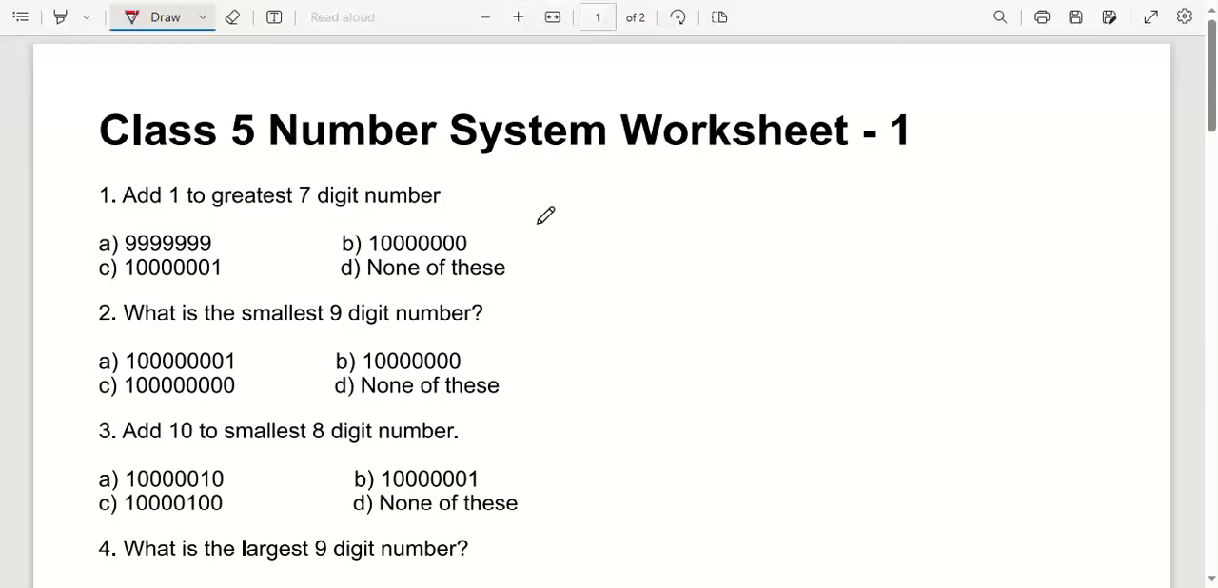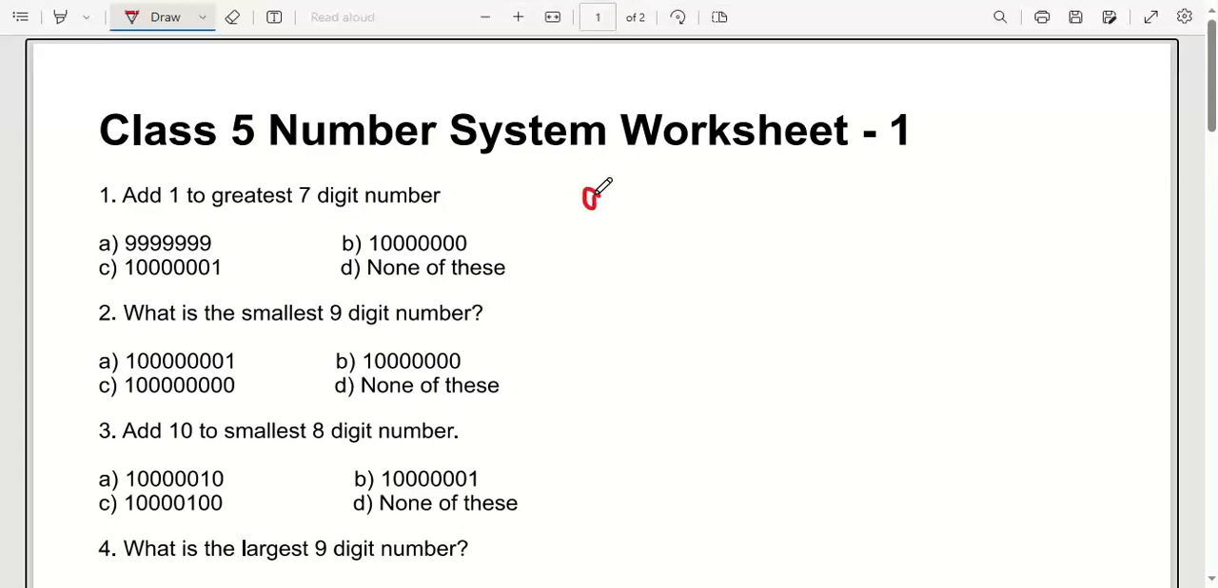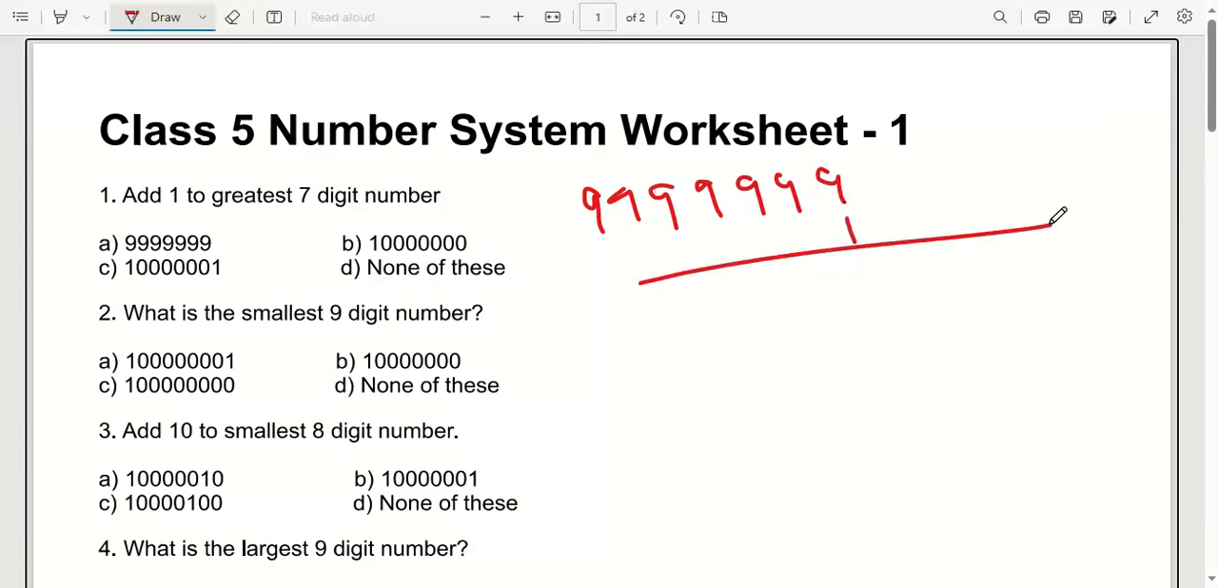We know that the greatest 7 digit number means 9999999. Add 1 and we get 10000000. The correct option is option number 2, that is, in the Indian system, 1 crore.